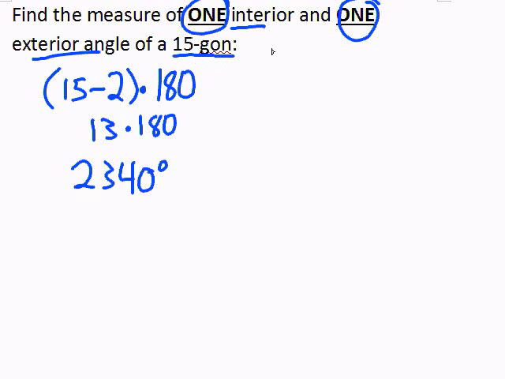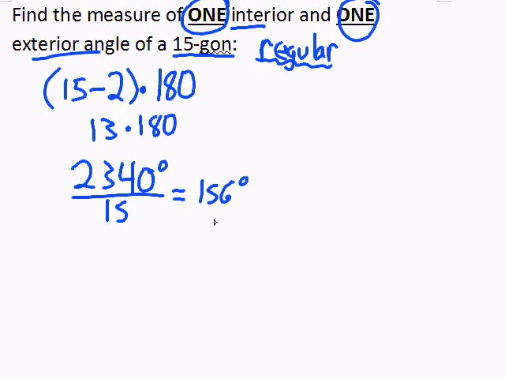Now, I should have noted that it was a regular 15-gon, meaning that all of the angles have the exact same measure. That's what the word regular means. Since it's a regular 15-gon, and we know that all of the inside angles add up to 2,340 degrees, all we have to do is divide that by 15, and that'll give us the measure of just one of the angles. So 2,340 divided by 15 is 156 degrees. So 156 degrees is one of our interior angles.